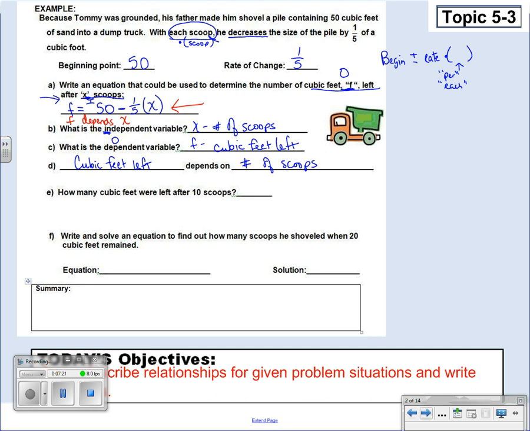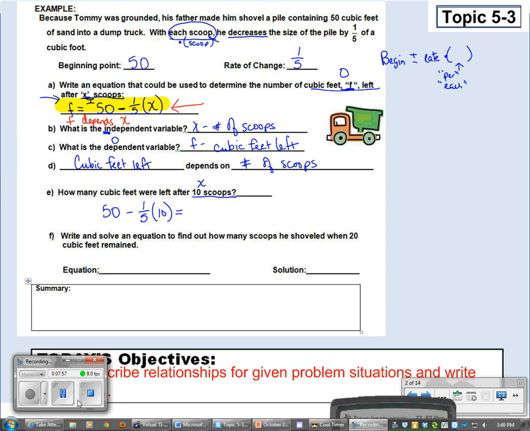Part E asks how many cubic feet were left after 10 scoops. The number that they give us is 10 scoops. 10 scoops represents our X. So we'll go back to our original equation. F equals 50 minus 1/5 X. And now we know that X equals 10. So let's substitute 50 minus 1/5. Instead of X, we're going to put 10 equals. Now we'll use our calculator in order to help us figure out what that number is.